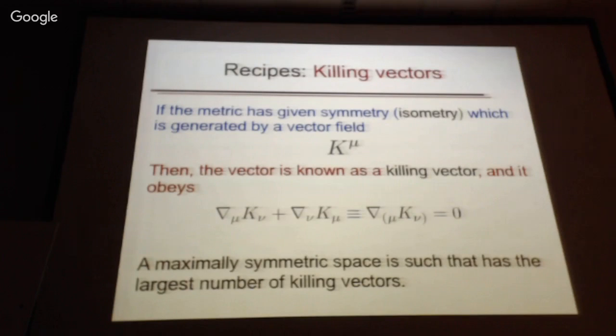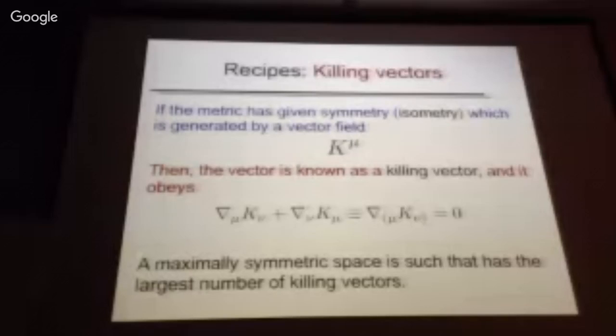So whenever we have a symmetry or an isometry in our solution of Einstein equations, which is generated by a vector field, let's call it K mu, then this vector field K mu is known as a Killing vector, and it obeys the following equation. If you just take the covariant derivative of this one and symmetrize the indices, that has to vanish. So what we call a maximally symmetric space-time, a maximally symmetric solution of Einstein equations, is such that it has the largest number of these Killing vectors.